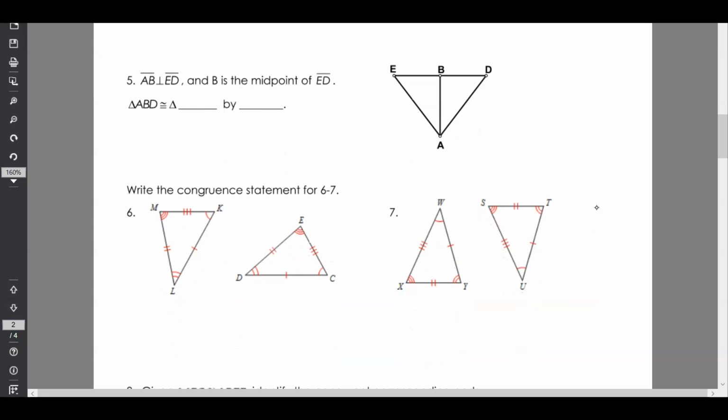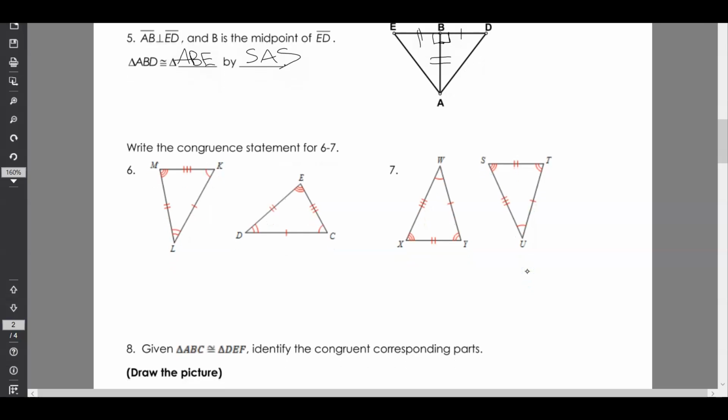AB and ED are perpendicular, so that makes it a right angle. And if B is a midpoint, then you have tick mark, tick mark. And if they're touching, you've got to put tick marks where they're touching. So we have ABD congruent to ABE. Same order. Order matters. By what? Side, angle, side.